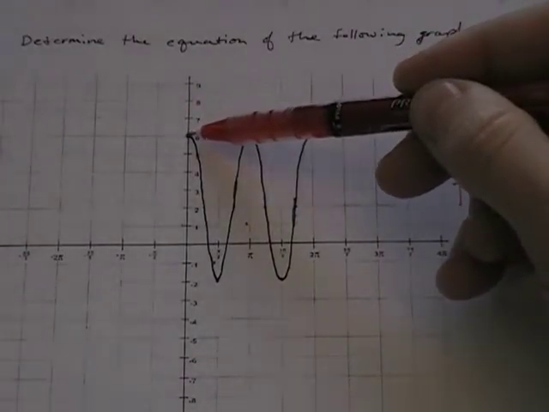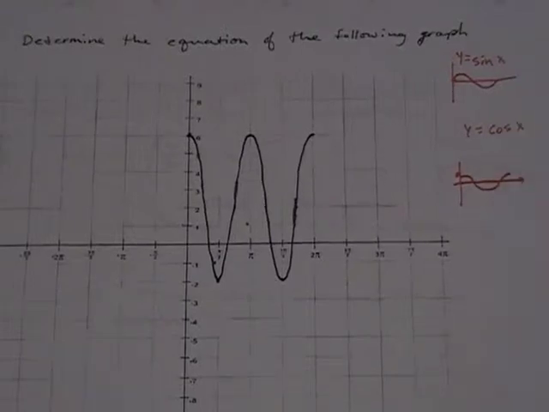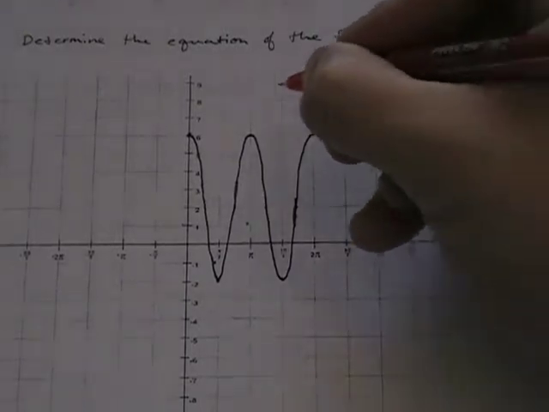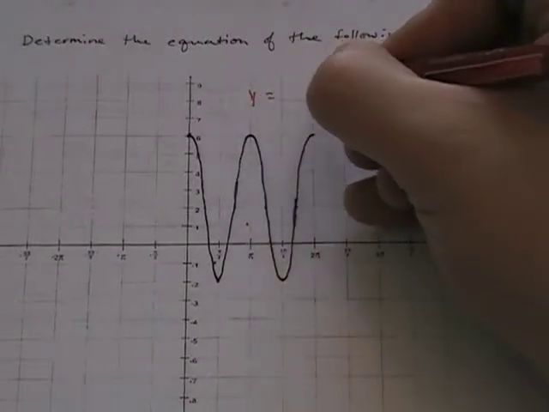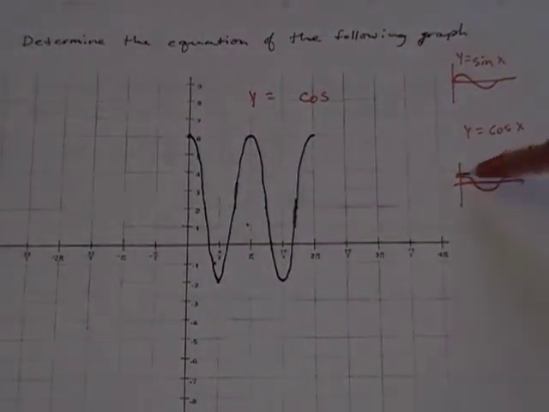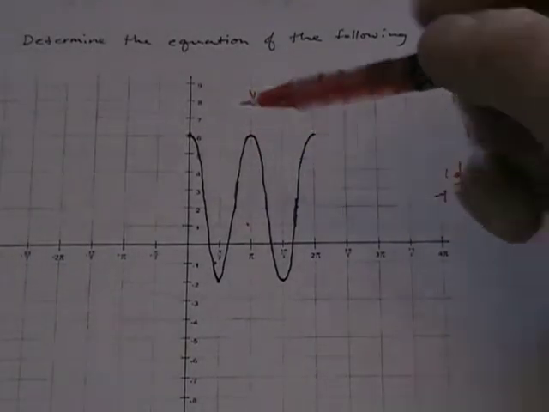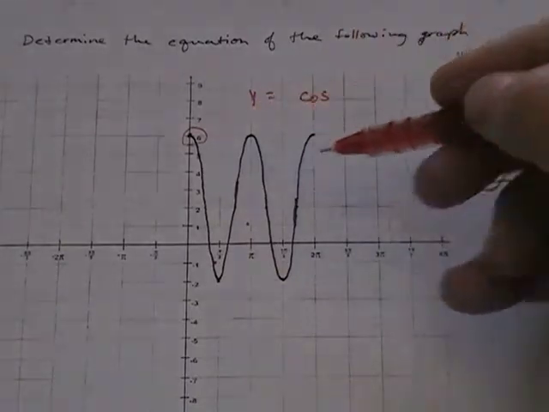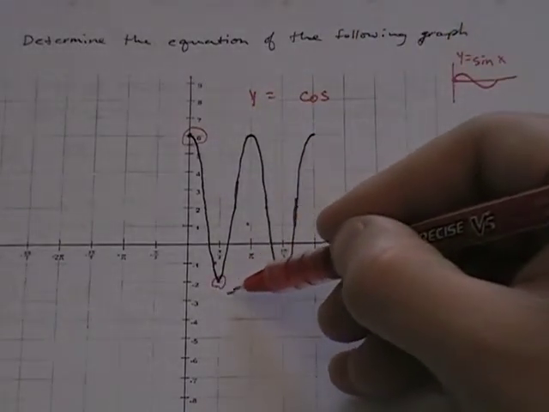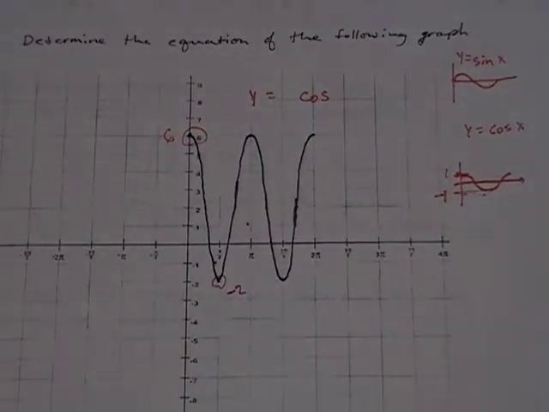Now, to me, this starts at a maximum, so I think that's going to be a cosine equation. Okay? So I say y equals, and I just put cosine. Now, normally it's symmetric. What that means is this is 1, and this is minus 1. But if I look, this is a 6, and this is a minus 2.